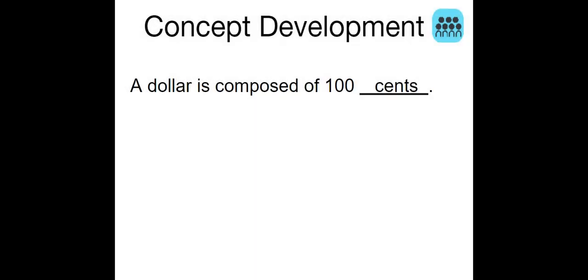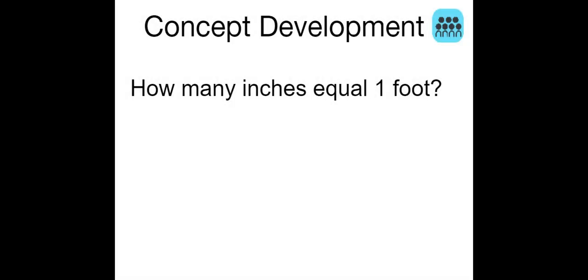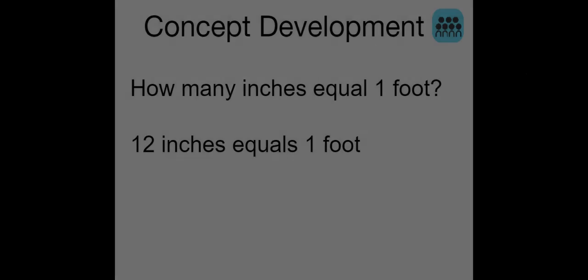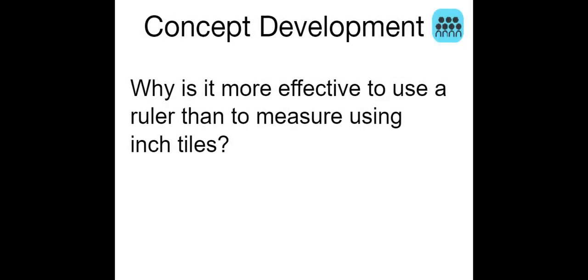A dollar is composed of 100 what? 100 cents. It takes 100 cents to equal $1. So how many inches equals 1 foot? 12 inches equals 1 foot. And that is what we made today, a ruler, a 12-inch ruler.